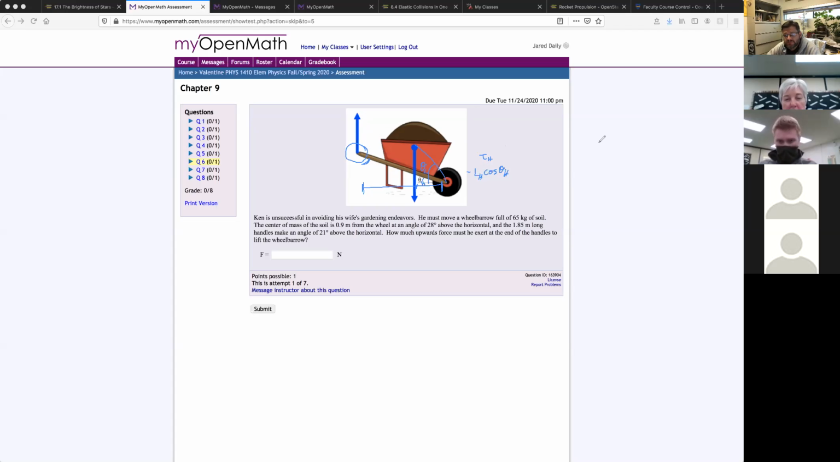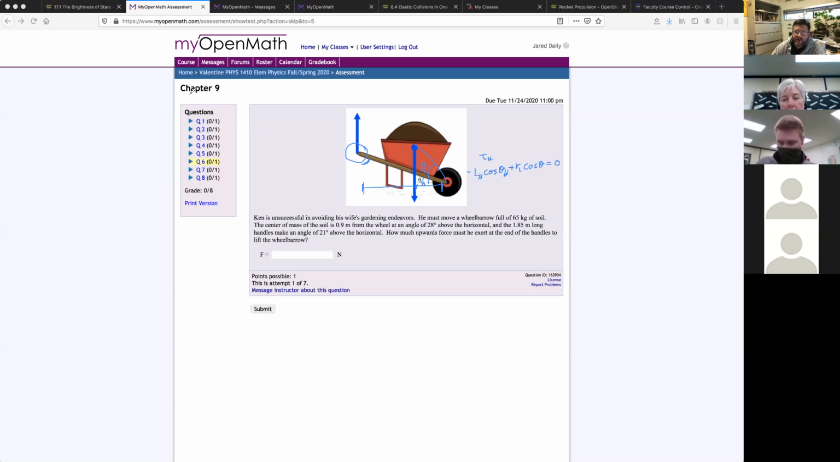Yep. Okay. And so then your length out, from this one here, is going to be times cosine of that angle. And this one's causing a counterclockwise. So this would be the distance to the load times the cosine of the load. And these are your two torques that have to add up to equal 0, right?